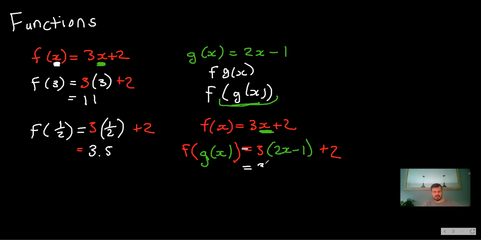But what I do is then times the 3 by 2x. So 3 times 2 is 6x. Times the 3 by everything in the bracket. So 3 times minus 1 is minus 3, plus 2. And so then I get 6x. Negative 3 plus 2 is negative 1. So f of g of x is equal to 6x minus 1.